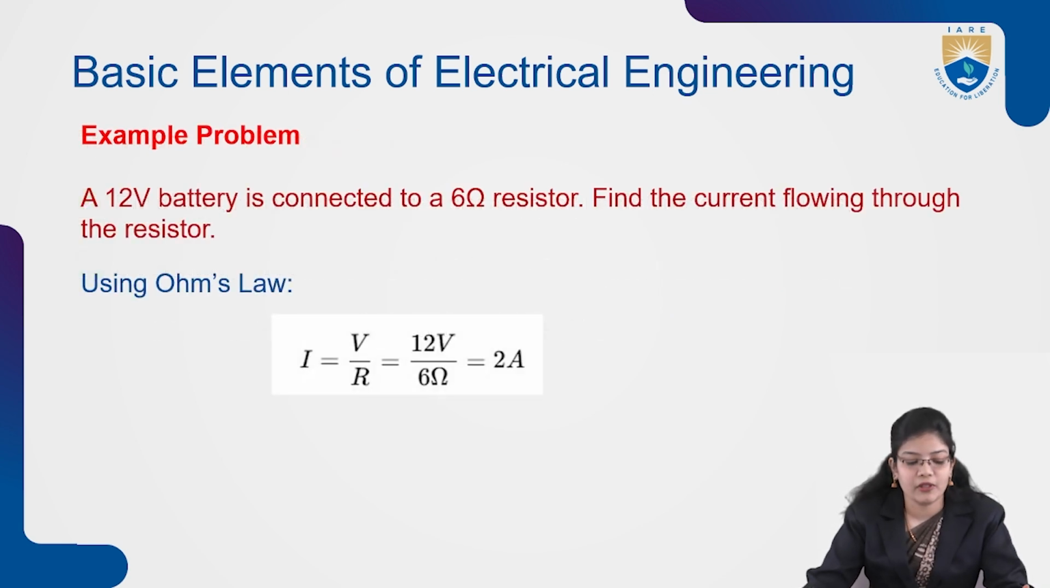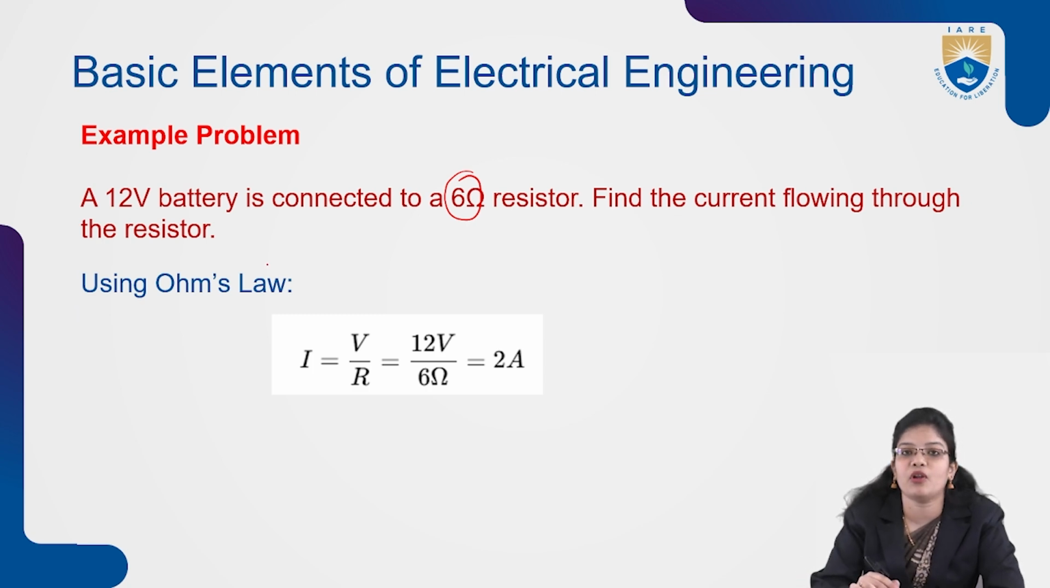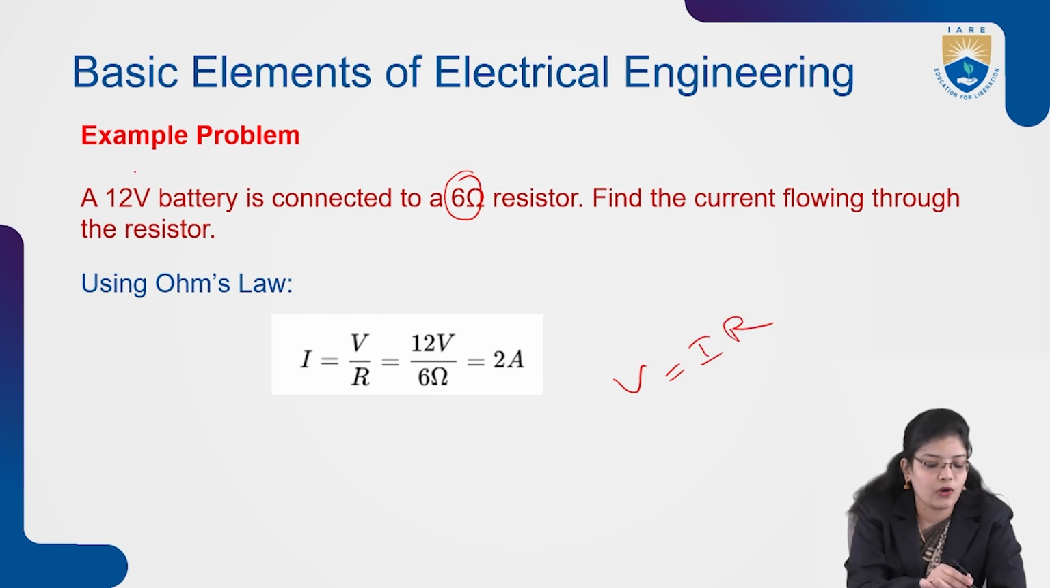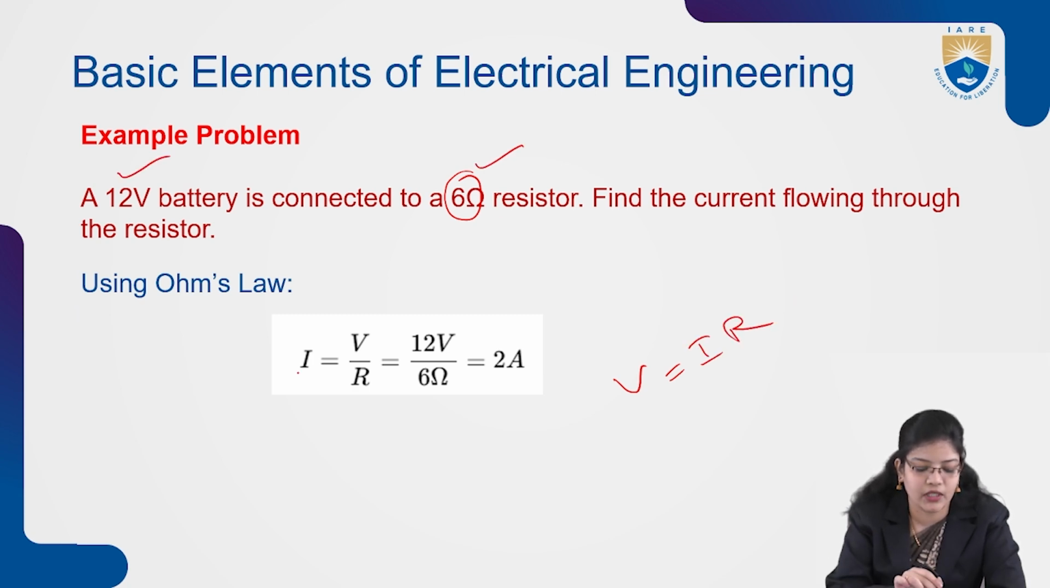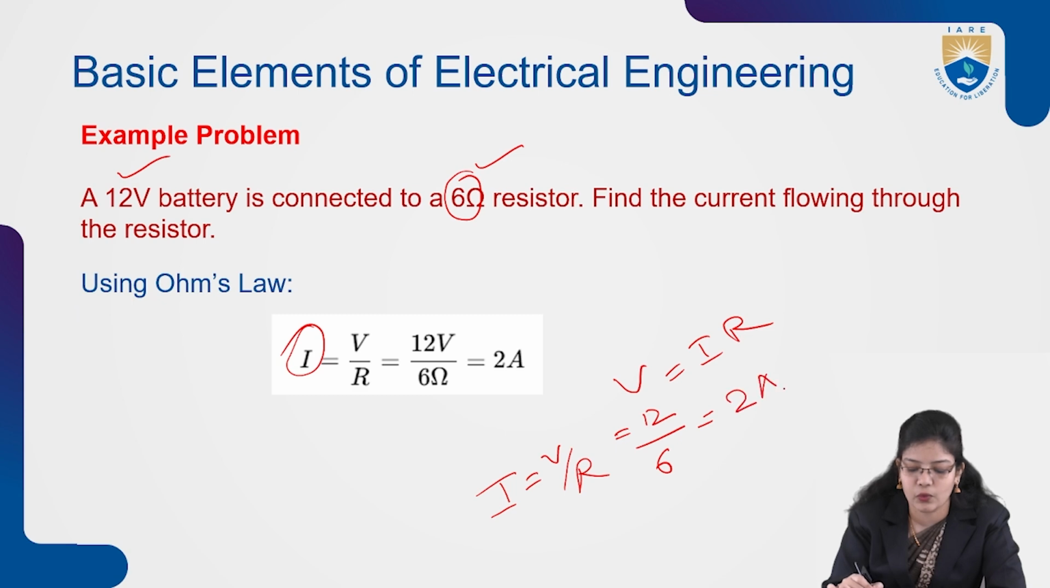So here is the example problem to solve with Ohm's law. The first problem: a 12 volt battery is connected to a 6 ohm resistor. Find the current flowing through the resistor. The basic formula of Ohm's law is V = IR. Here the value of V is given and R is given. We need to find I. If we want to find I, we need to take the formula as I = V/R. So V is given as 12 volts and R is given as 6 ohms. The value of I will be 2 amperes.